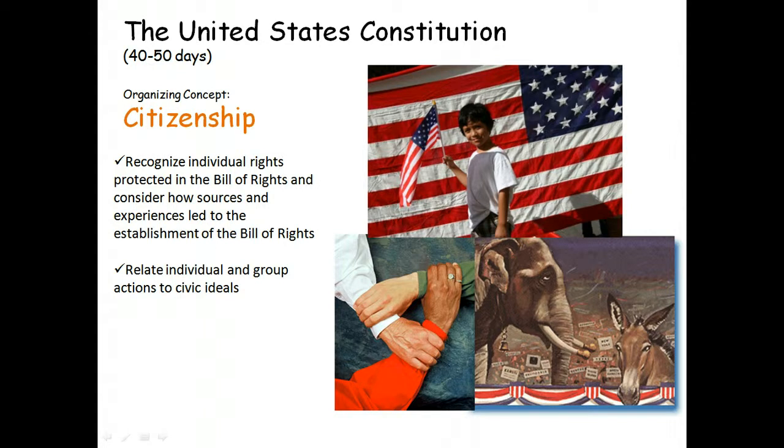The third organizing concept is citizenship. This concept involves understanding the legal rights which the Constitution promises to citizens. Students also learn that individuals and groups share different beliefs about civic ideals within a democratic society, and that the actions of citizens illustrate different perspectives about our nation's civic ideals. To arrive at this concept's understandings, students will analyze the U.S. Constitution to recognize individual rights protected in the Bill of Rights and consider how sources and experiences led to the establishment of the Bill of Rights. Students will also relate individual and group actions to civic ideals.